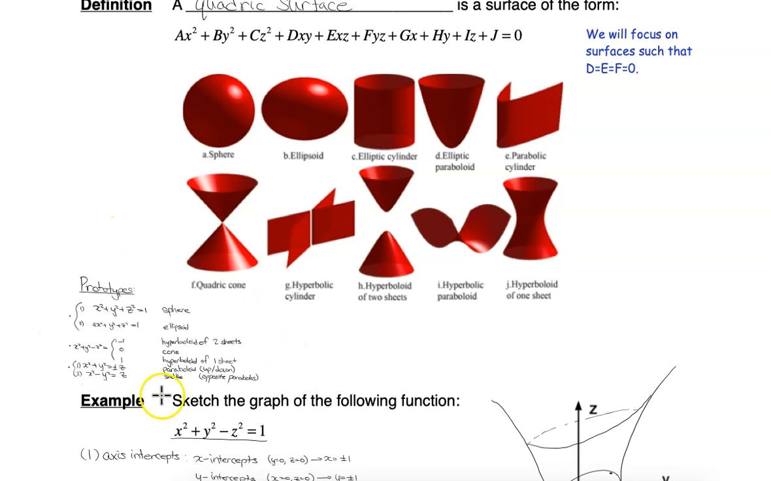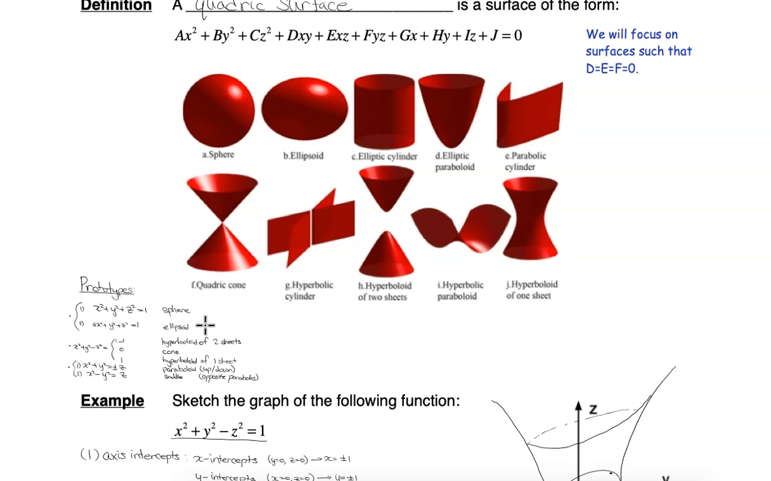There's a few prototypes that are worth being vaguely aware of. You could also decide, I'm just going to memorize all these, it's going to make my life easier, but it's not necessary. They are, first of all, if you only have x squared, y squared, and z squared, equal to a positive number, then it's a sphere. X squared plus y squared plus z squared is the prototype of a sphere. If you switch one of these and you decide that a is not 1, so for example 4x squared plus y squared plus z squared equals 1, then you get an ellipsoid.